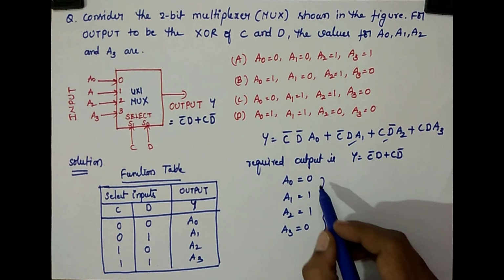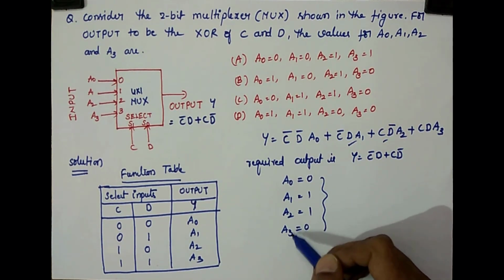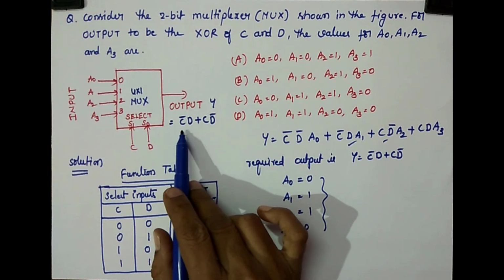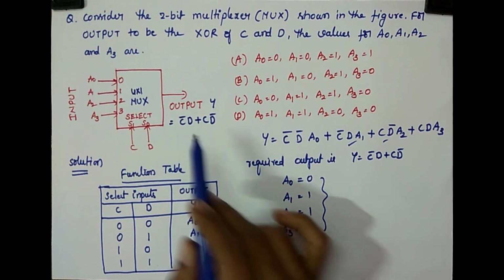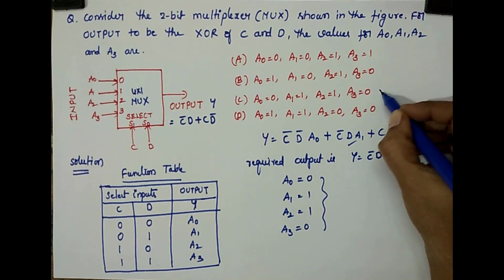So these are the values of A0, A1, A2 and A3 to get the output as XOR of C and D. Now verify the option 0, 1, 1, 0. The option is C.